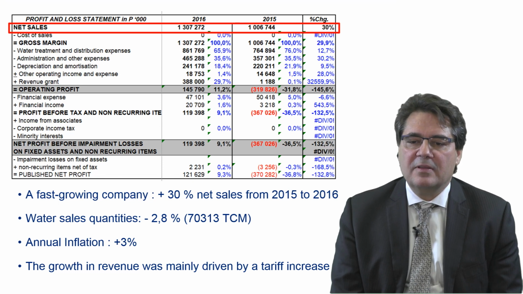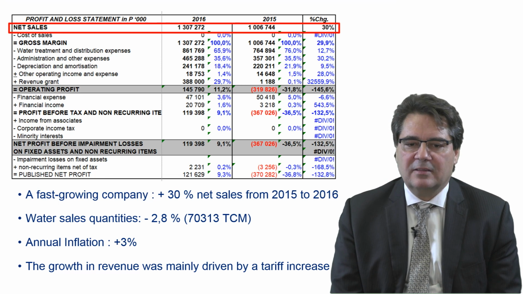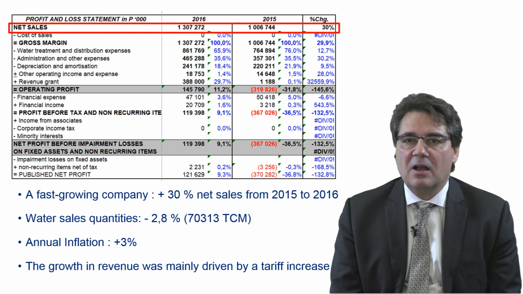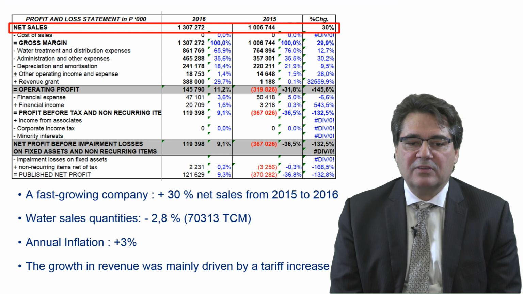Remember that sales growth needs to be analyzed in terms of quantity sold and price trends. First, we noticed a big increase in net sales between the last two years, which is not consistent with data on quantity of water sold provided in the company annual report. The 12 months under review were characterized by water shortages due to a severe drought and the failure of an important dam. So we have a fast-growing company with an increase of 30% of net sales.